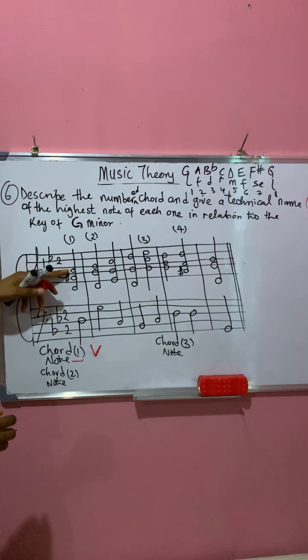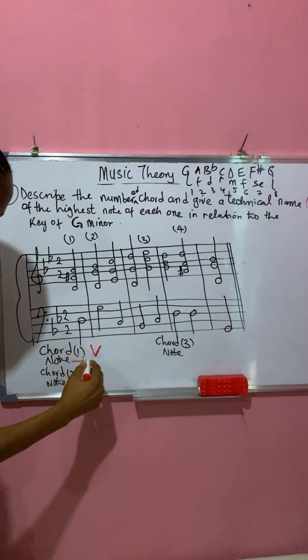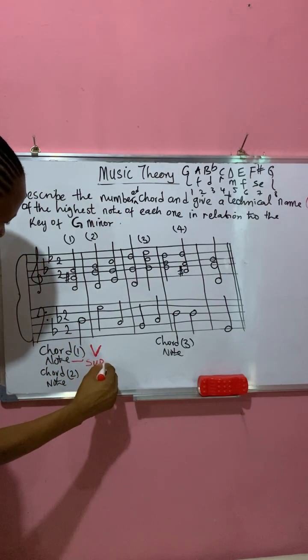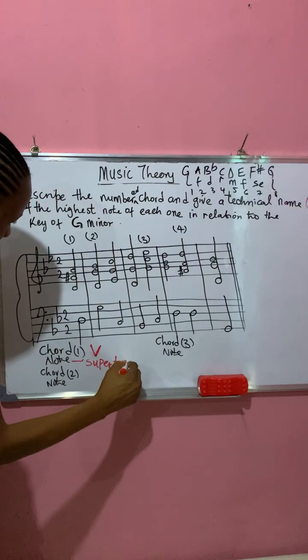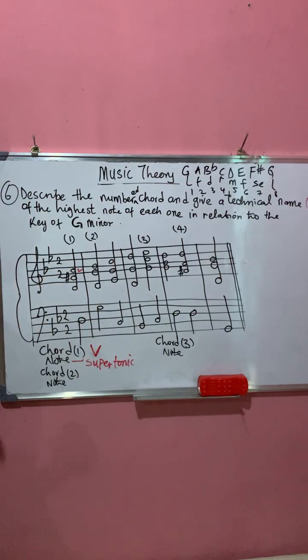And the note here, the highest note, what's the highest note? The highest note is A. And what is A in the key of G minor? A in the key of G minor is supertonic. Okay, so we've answered number 1.